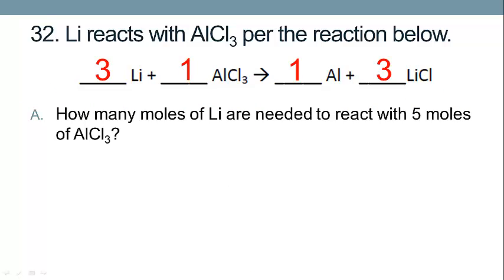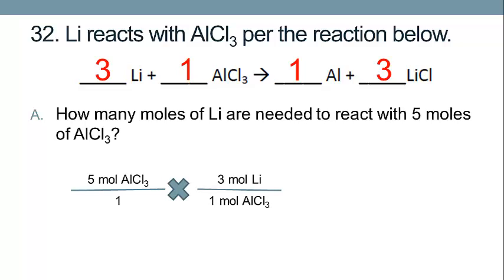How many moles of lithium are needed to react with 5 moles of aluminum chloride? So an important thing to note is that in front of the aluminum chloride and the aluminum, there's no numbers there, or we can write a 1. They both mean the same thing. So if I start with 5 moles of aluminum chloride, I need to convert that into moles of lithium. So that's a mole ratio. There are 3 moles of lithium for 1 mole of aluminum chloride. So that means that I would need 15 moles of lithium to react up all 5 moles of aluminum chloride.